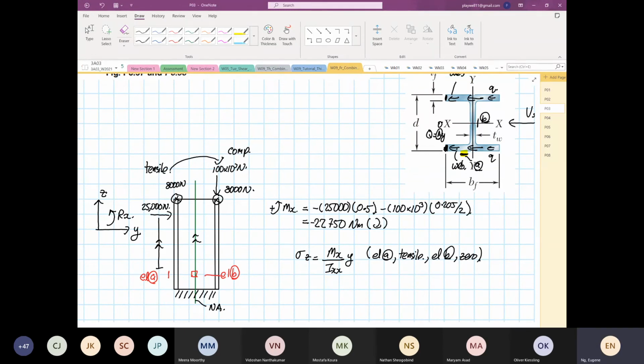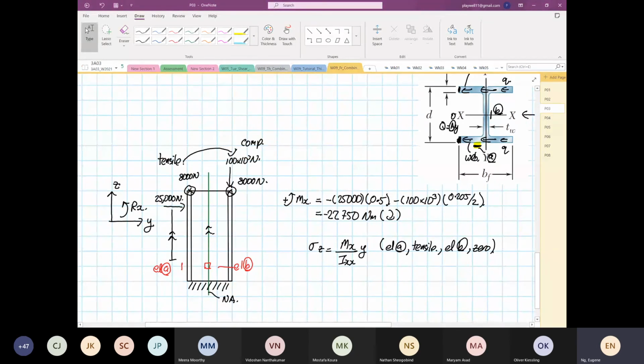Let me see, is there any other Vx? Let me check first. We have another V. Over here we can see that we have our Vz, Vy. Vy is equal to 25,000 Newton.